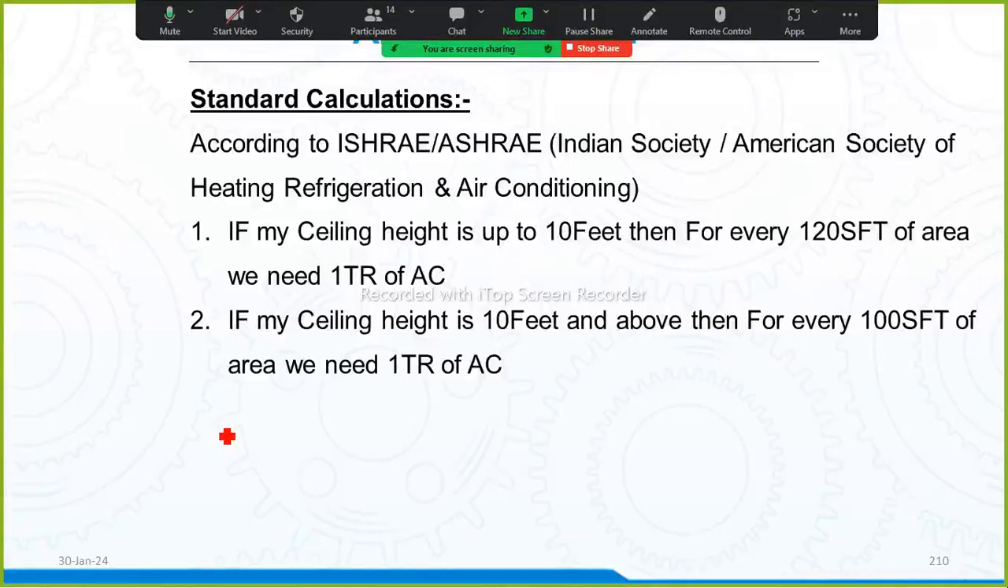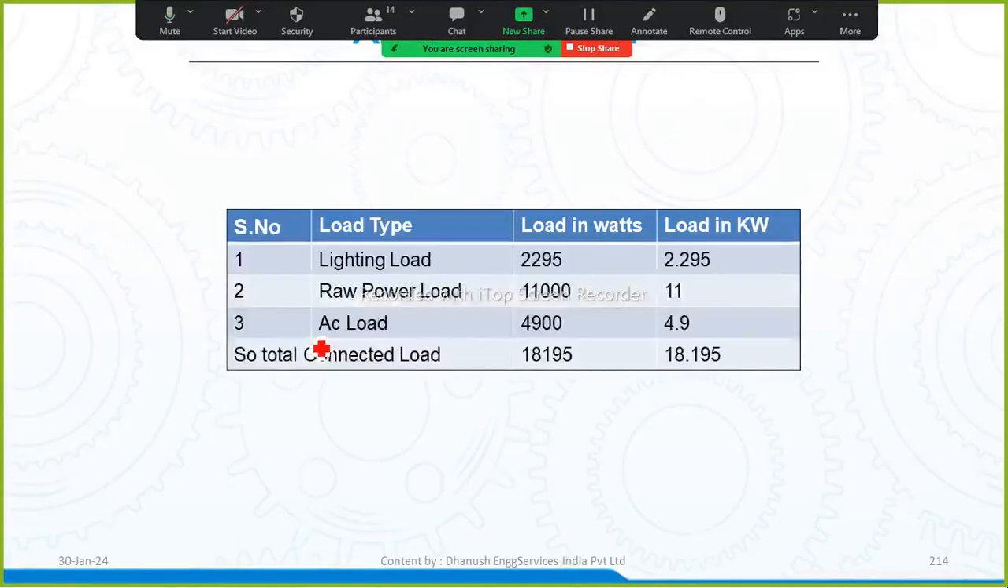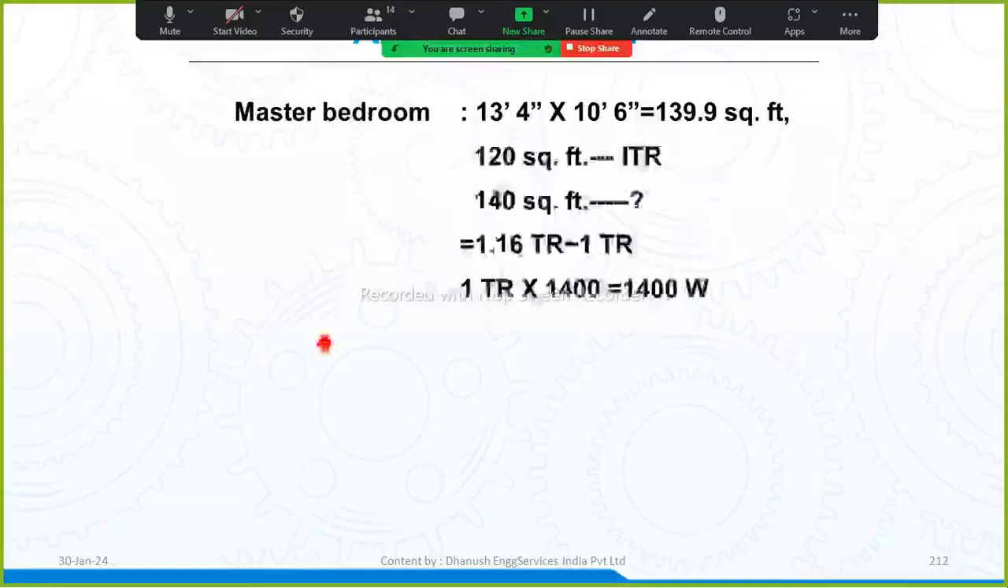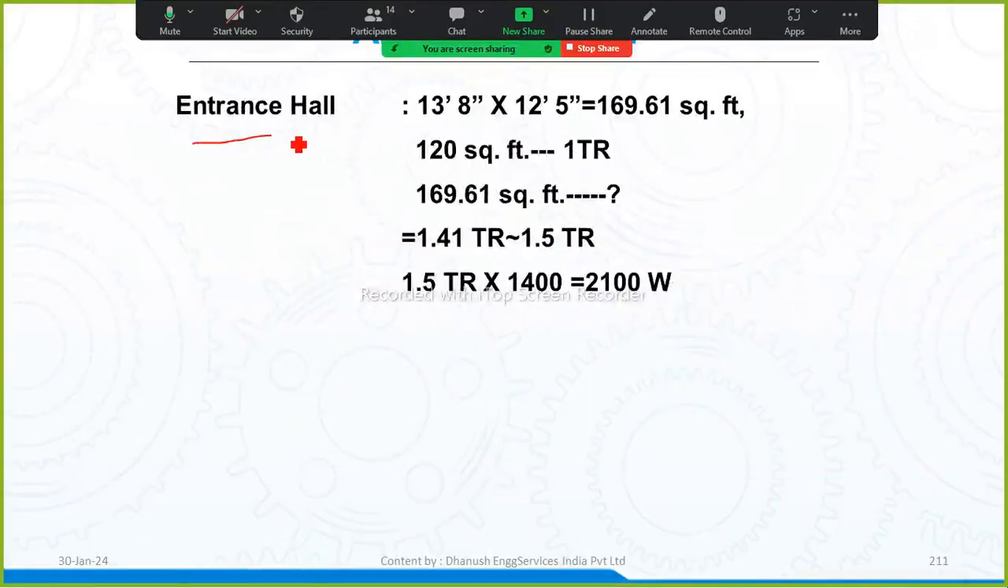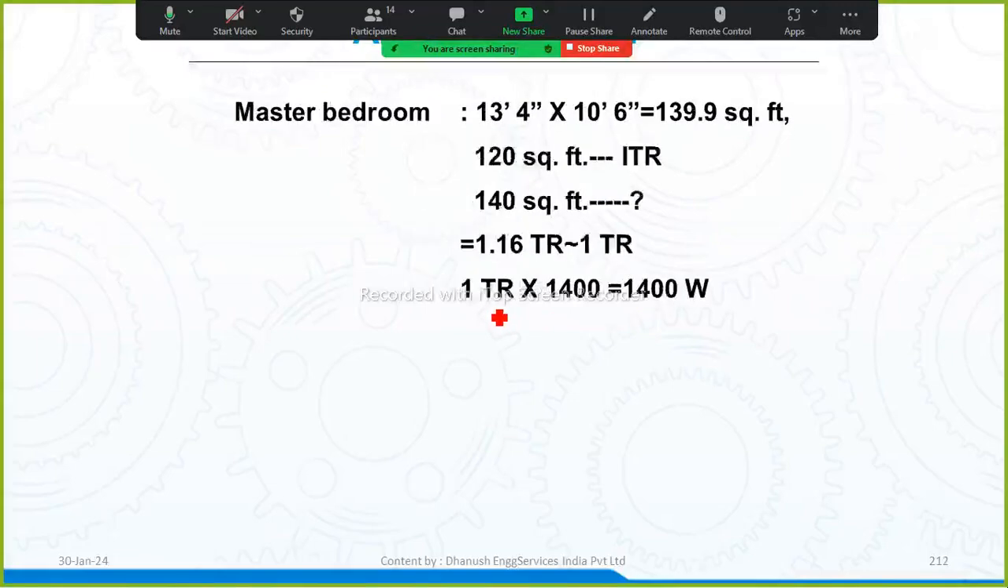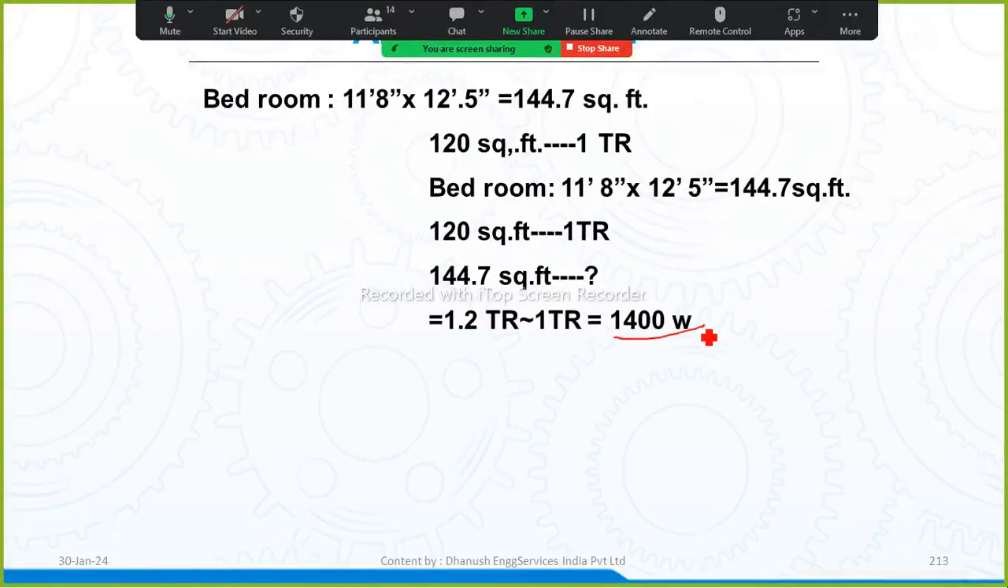Okay, so now up to here, just revise it tomorrow. Then tomorrow I'll do all this in Excel sheet, and then we need to do the load balancing sheet. Okay, let me complete this now. Right, so now see, the same way I calculated for entrance hall, we got 2100, 1.5 ton. Master bedroom we got 1 ton, so that is 1400. Bedroom the same way, 1400.